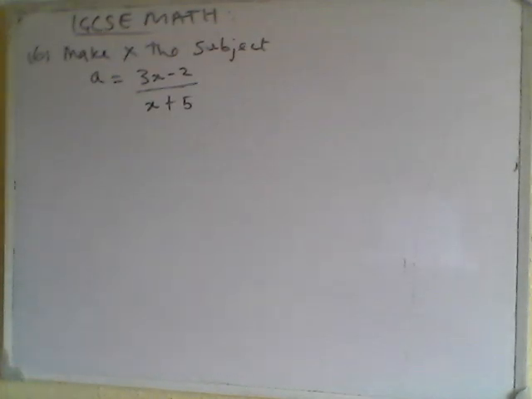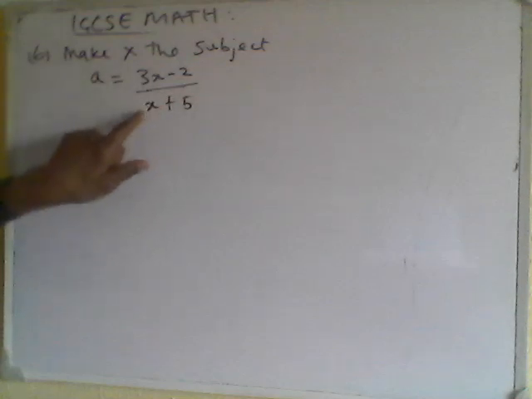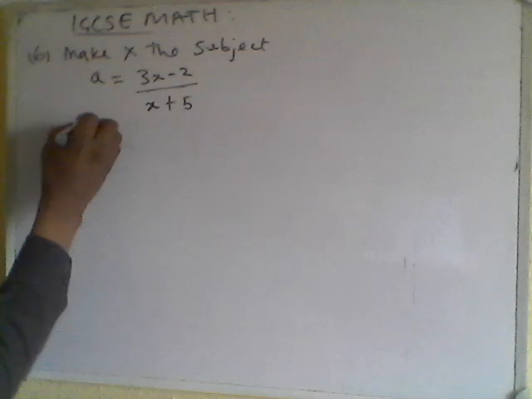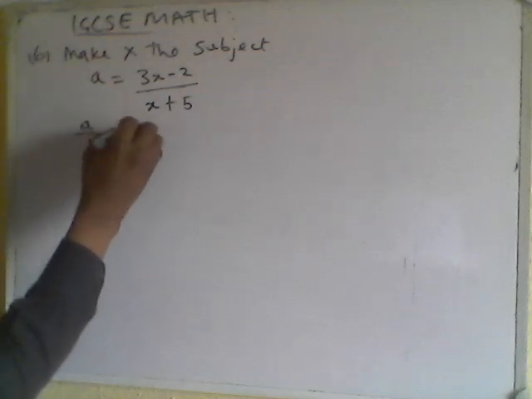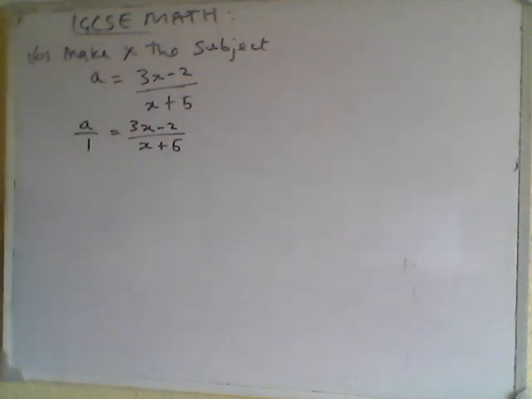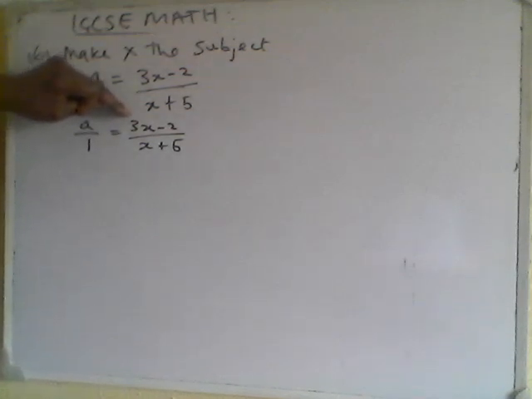So here we have make x subject of the formula. So I have a equals 3x minus 2 over x plus 5. Now, the first thing we have to do, once we see a fractional term like this, we can make it linear by multiplying both sides. So this can be written like this: a over 1 equals 3x minus 2 over x plus 5. Just make this one over 1. It's the same thing. So they are fractions. So I have numerator here and denominator here, and also on this side, I have numerator and denominator.